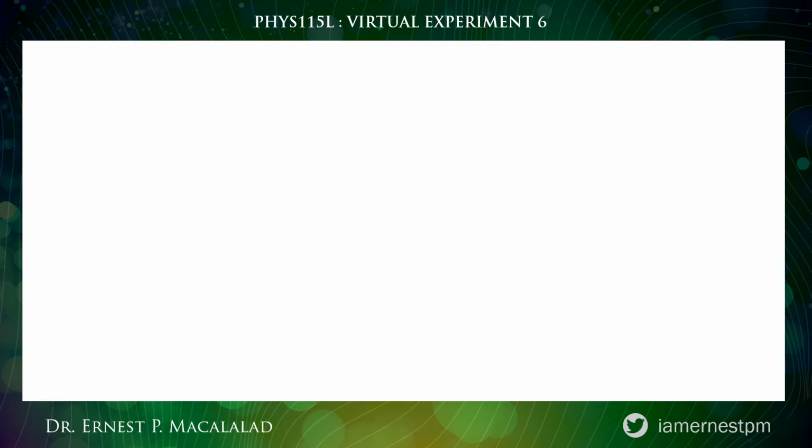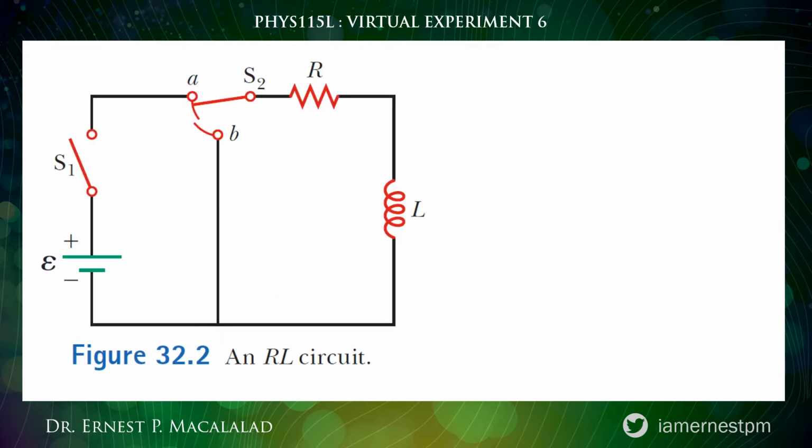So, imagine a circuit given by this illustration. If a circuit contains a coil, such as a solenoid, the inductance of the coil prevents the current in the circuit from increasing or decreasing instantaneously.